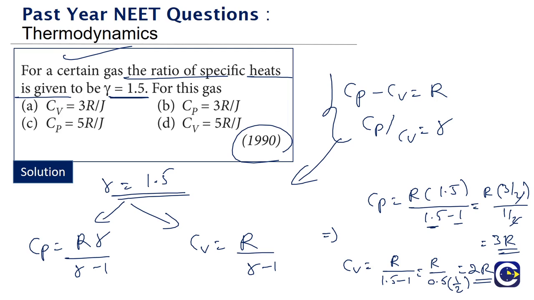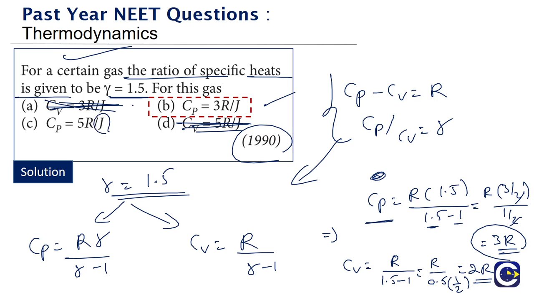So Cv, look at option A. For Cv they are saying 3R. No, not correct. Option D, Cv 5R. No, Cv is not matching. Then we have to check whether Cp is matching. Cp is coming as 3R, right? Look at it. Where is it? Yes, option B. Cp is 3R. The per joule is in terms of the unit, so we'll just look at the value part. What is the value? It is 3R.